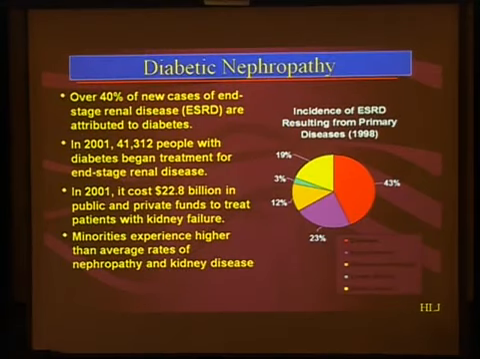And about 40% of cases of end-stage renal disease are attributed to diabetes, which means there is a lot of cost for the prevalence of diabetes. You find here the incidence of end-stage renal disease by primary disease: about 43% from diabetes, 23% from hypertension, 19% from glomerular disease, and the other diseases are responsible for the remainder. So diabetes per se is responsible for about 40% of end-stage renal disease.